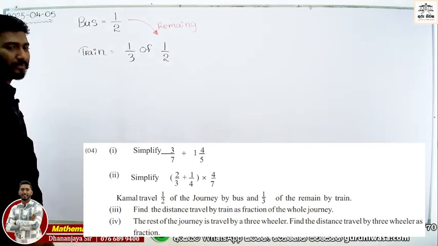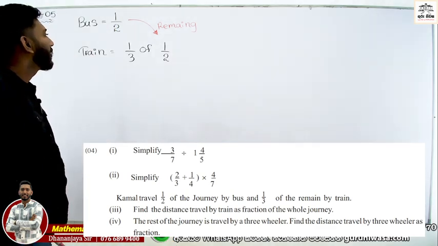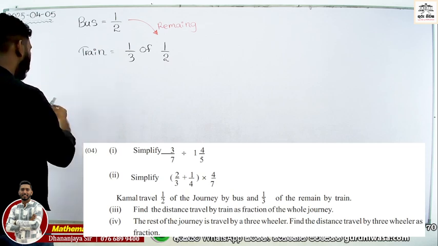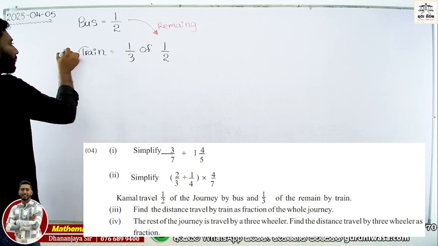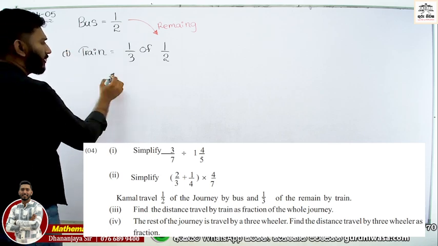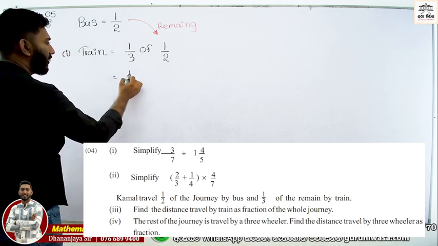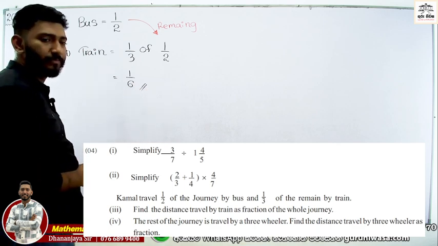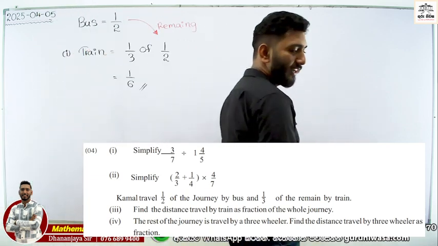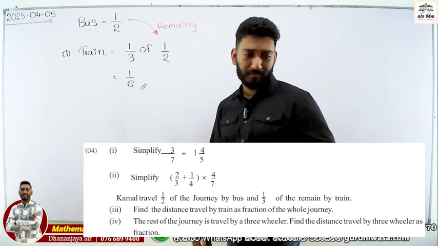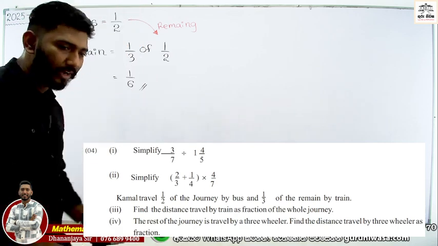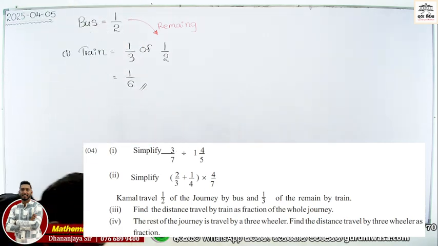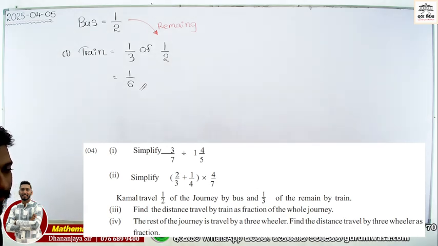Right. Very good. Now you have to simplify this one, and this is Roman number 1 by train. Then you can multiply: 1 times 1 is 1 and 3 times 2 is 6. 1 out of 6. ඔන්න ගියා උත්තරේට. Right. Find the answer for the fourth one. Roman number 4.